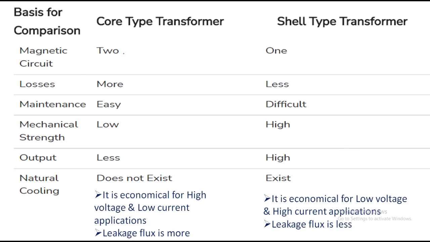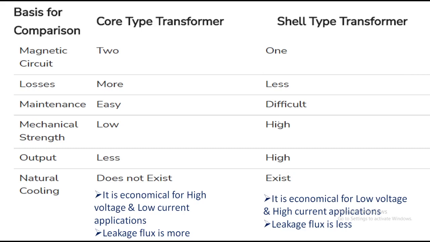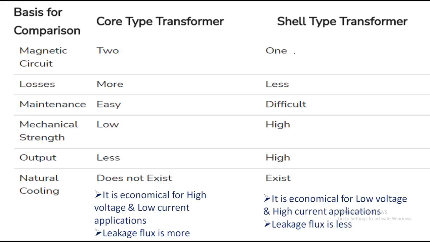Coming to magnetic circuits, how many limbs do we have? Here we are providing the windings in between two limbs, that's why there are two magnetic circuits, 1 and 2. But coming to the shell type transformer, we are providing the winding in the central limb, and the flux in the first limb and third limb is half of the flux, but the central limb carries the total flux. Only in the central limb we are providing the primary and secondary winding. That's why how many magnetic circuits in the shell type transformer? That is 1. But in the core type transformer, it is 2.